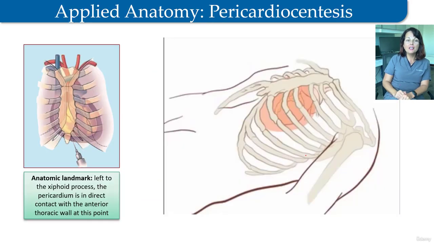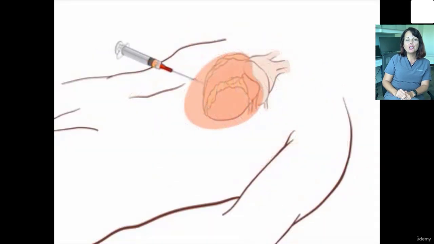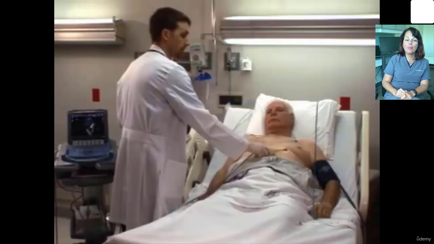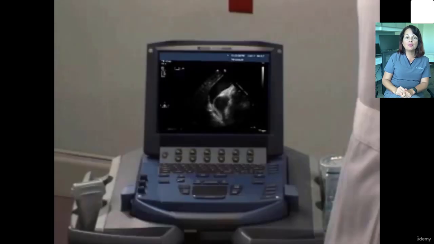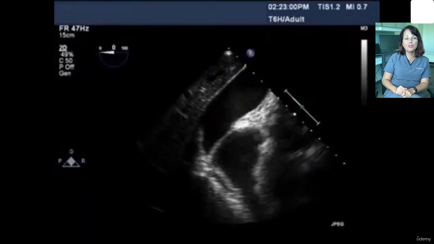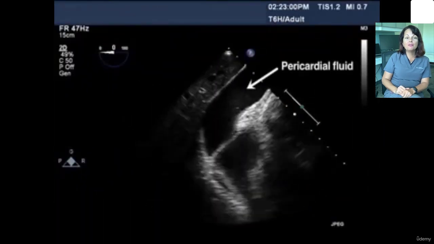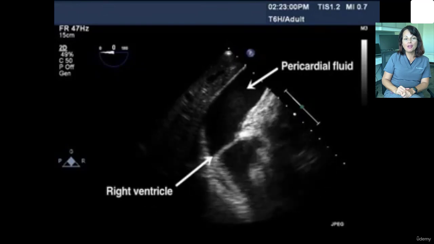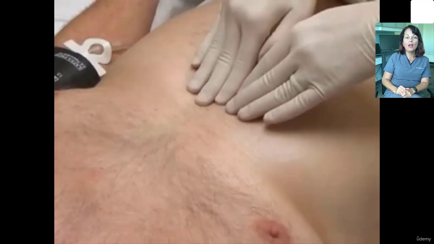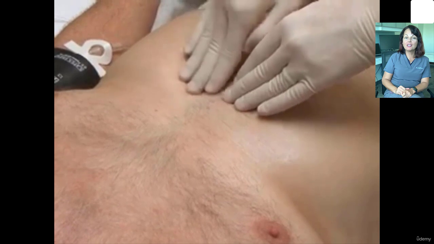Pericardiocentesis is indicated as an emergency procedure in patients with cardiac tamponade. Aspiration of the fluid compressing the heart within the pericardial sac may be a life-saving procedure. Bedside sonography can be used to identify the pericardial fluid and other features of cardiac tamponade. Pericardial fluid and diastolic collapse of the right atrium and ventricle are diagnostic of cardiac tamponade.